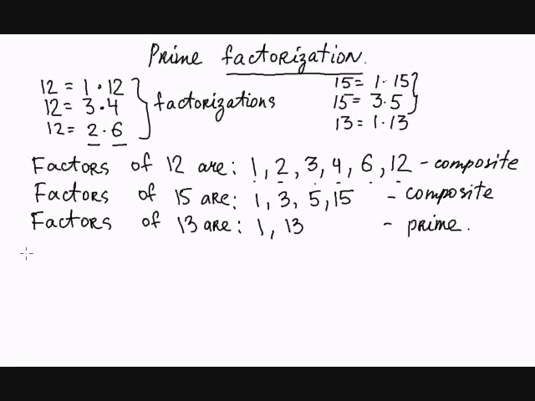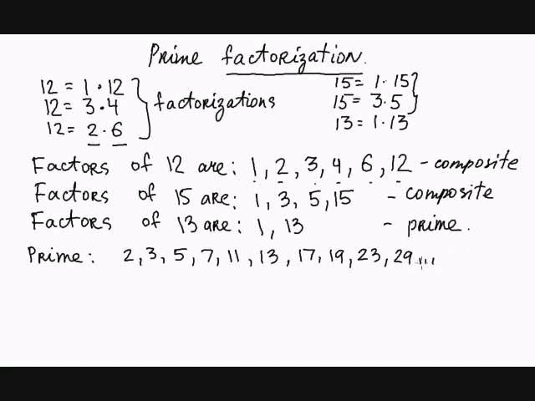You should be familiar with some prime numbers right now, like the small ones: 2, 3, 5, 7, 11, 13. So it's easy to verify. All these numbers only have trivial factorization, and the other ones would be 17, 19, 23, 29, and there are infinitely many of those. And you should familiarize yourself with all the prime numbers that are less than 100. It will be very helpful later on.